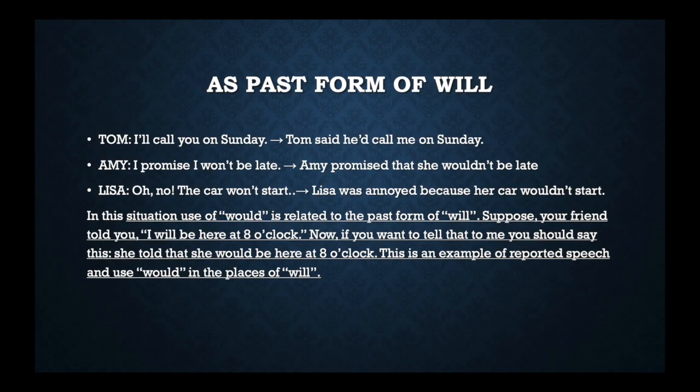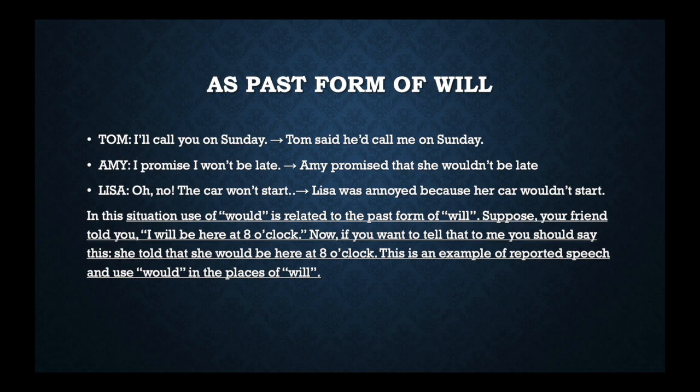We also use would as the past form of will. For example, in direct and indirect speech, "Tom, I'll call you on Sunday." When we say this sentence in indirect speech, Tom said he'd call me on Sunday. "Amy, I promise I won't be late." Amy promised that she wouldn't be late. Lisa, "Oh no, the car won't start." Lisa was annoyed because her car wouldn't start. In this situation, use of would is related to the past form of will.